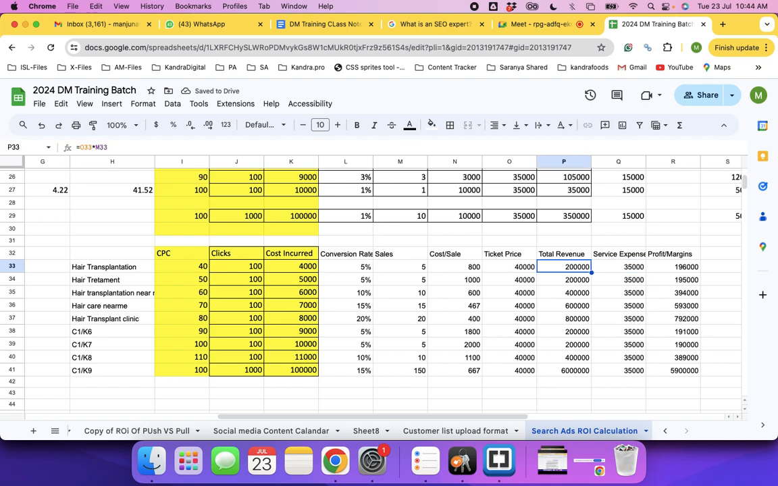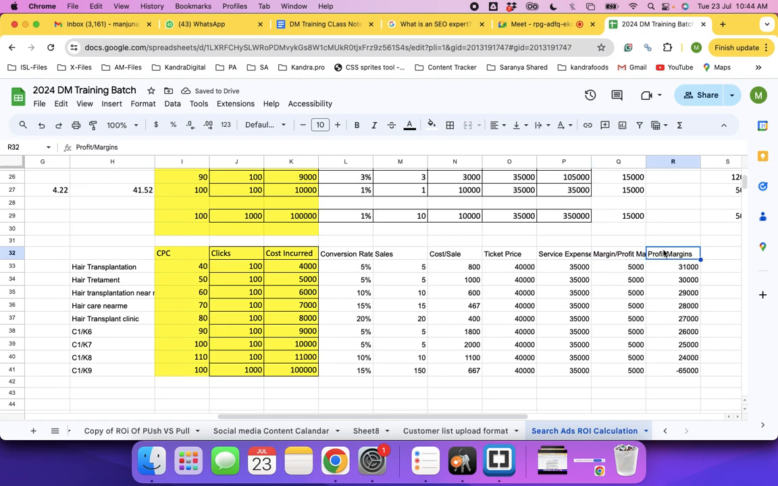So they're actually making only 5,000 out of each ticket. So I'll put it here, service expense. Service expense is 35,000 rupees. So now margin or profit made is 5,000, equal to 40,000 minus this. So I'll call it margin. Yeah, margin or profit is fine.